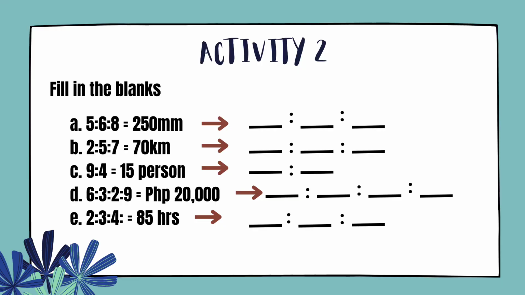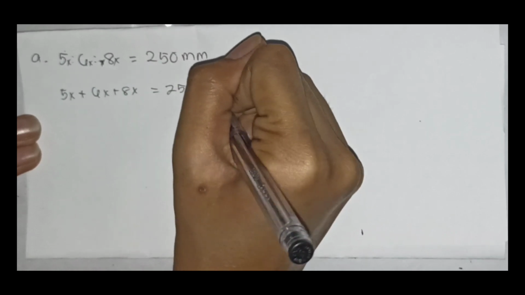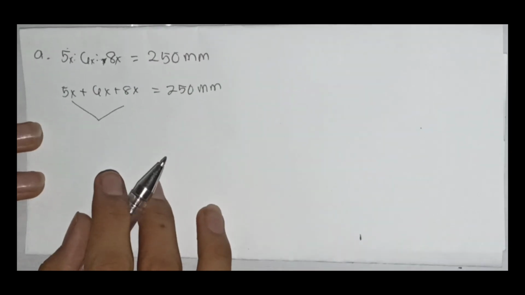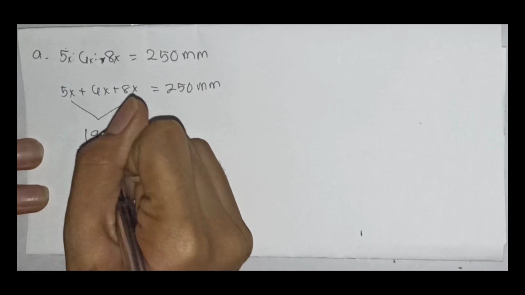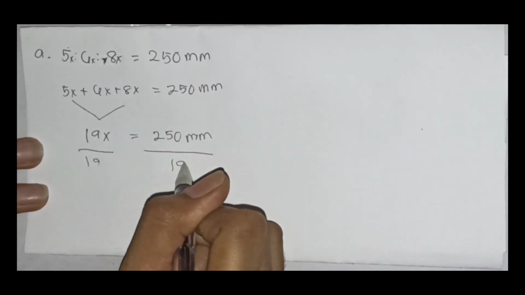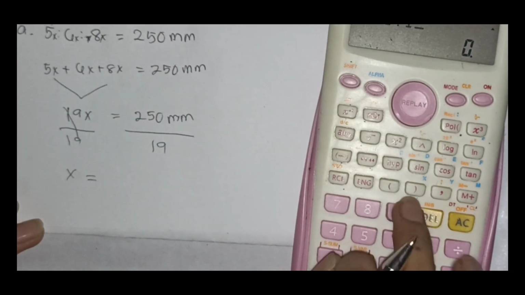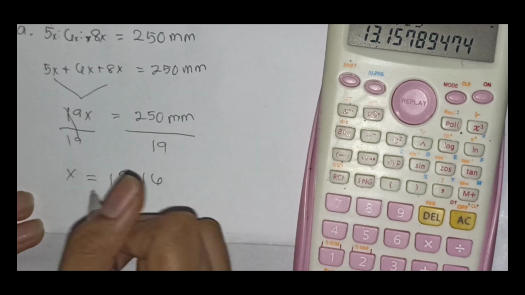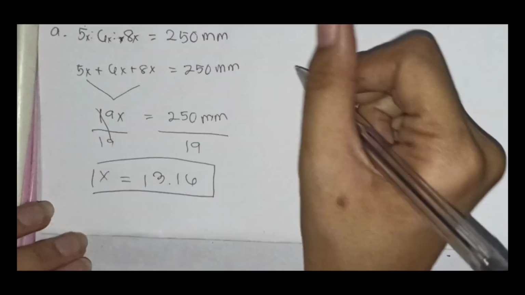And then exercise activity number 2. Let's answer activity number 2. For the letter A, i-add lang natin mga ratios. So, 5 plus 6 is equal to 11, plus 8 is equal to 19. So, 250 millimeters divided by 19 is equal to 13.16.